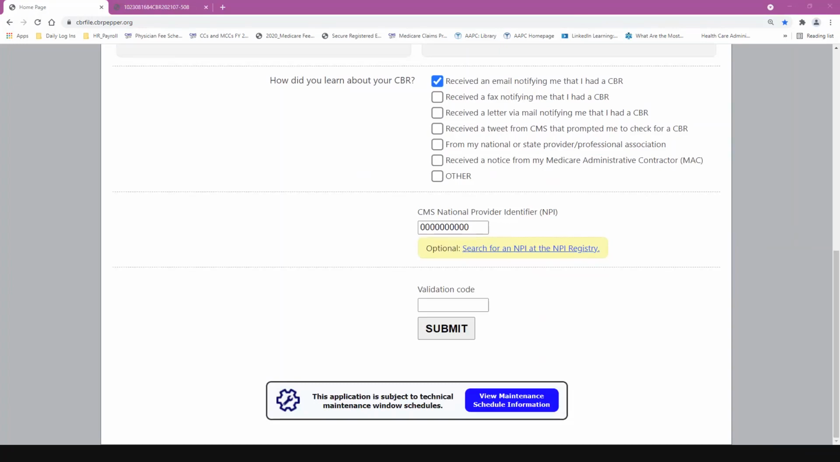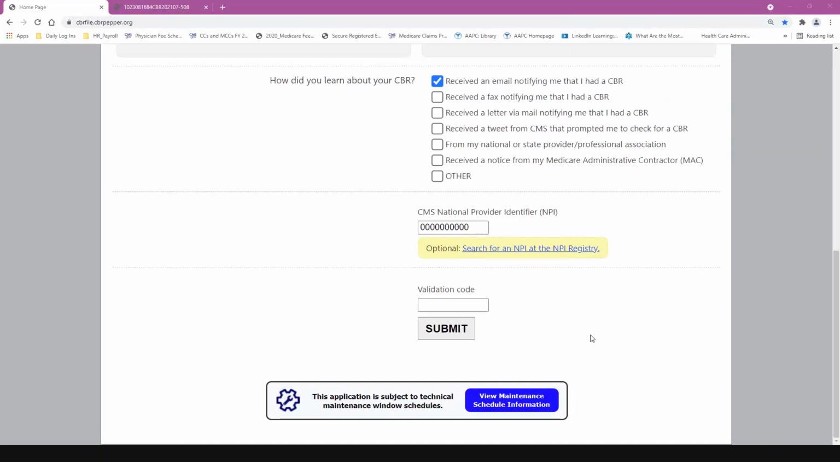When a provider receives an alert that they have a CBR on file, a validation code is included with that alert information. So again, check the information on the emailed alert, the faxed alert, the letter to confirm your validation code. If you are sure that an individual provider was issued a CBR, but you are unsure of the validation code, please submit a ticket to our help desk and we can assist with resolving that issue.